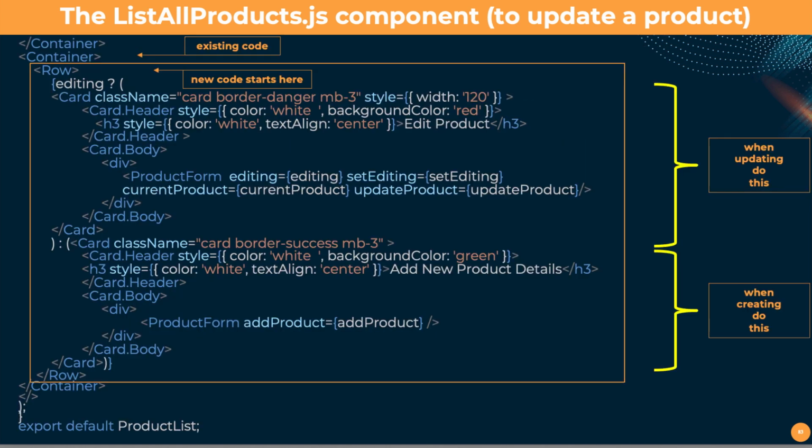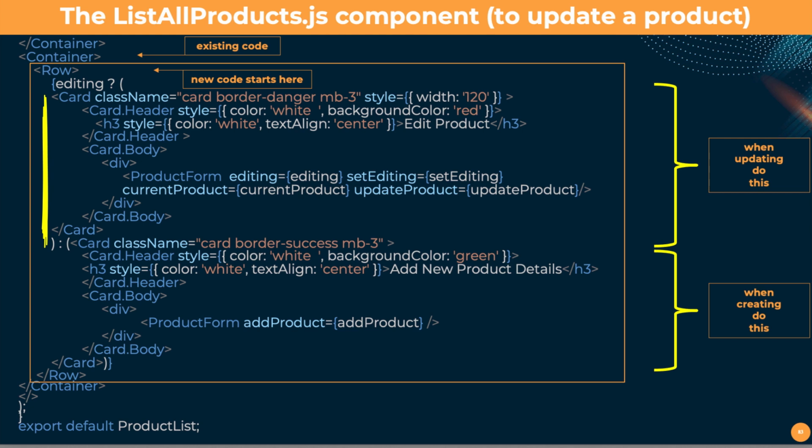So we will need to change what we already have in our code so that within the bottom container, we have this idea of a ternary expression. So we're saying if we're in editing mode, you can see the question mark, that's the ternary. So we're saying that we want to display a card with a header and a body. And then we want to display the product form.